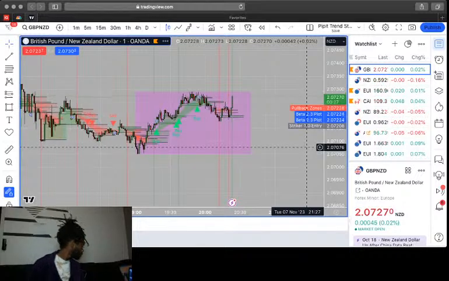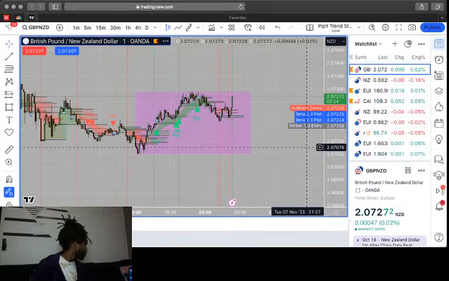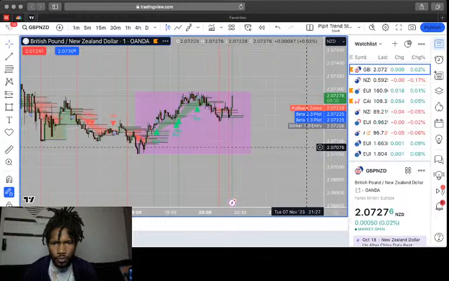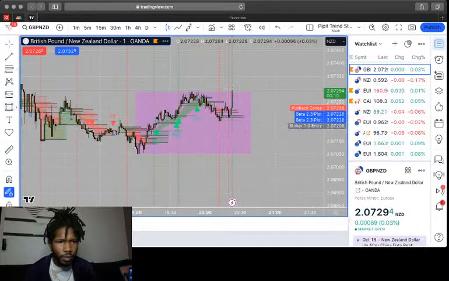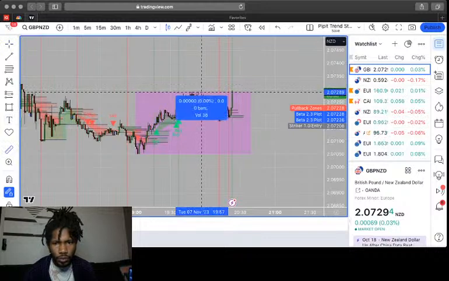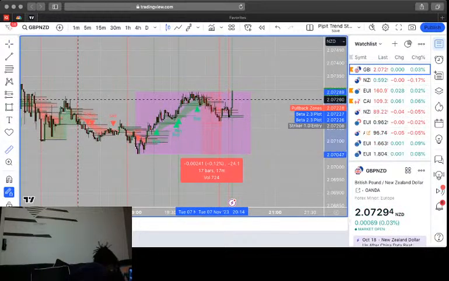So what I'm going to do is prepare for this move. If we get a break and close above that, I'm just going to enter for a small position. How big is this stop loss before it closes? We need to figure this out. 25. Okay.